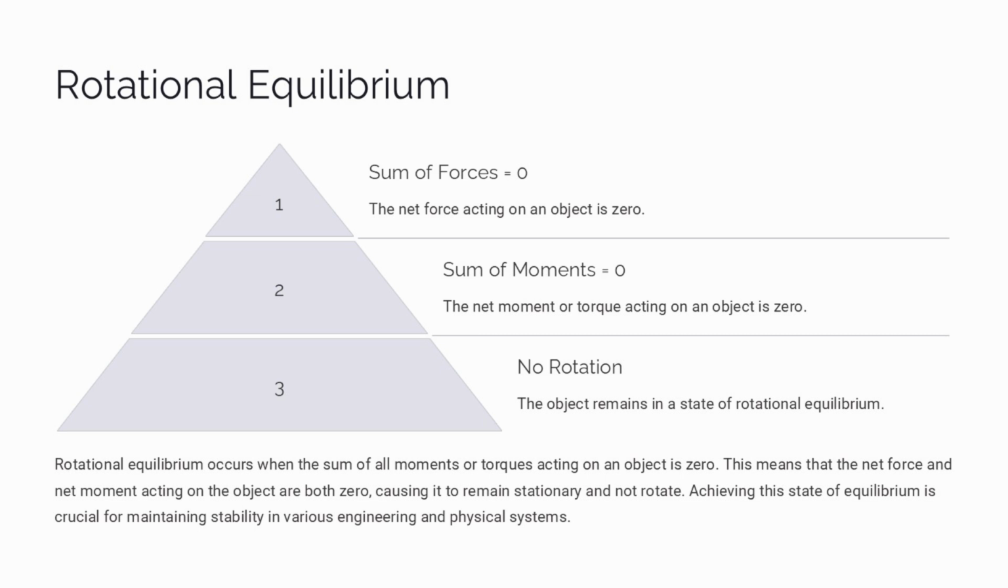There are three key conditions for rotational equilibrium. The sum of all forces acting on the object is zero. The sum of all moments or torques acting on the object is zero. The object experiences no rotation. Achieving rotational equilibrium is crucial for maintaining stability in many engineering and physical systems. Understanding these principles helps us design structures, machines, and other systems that can remain in a stable, non-rotating state.